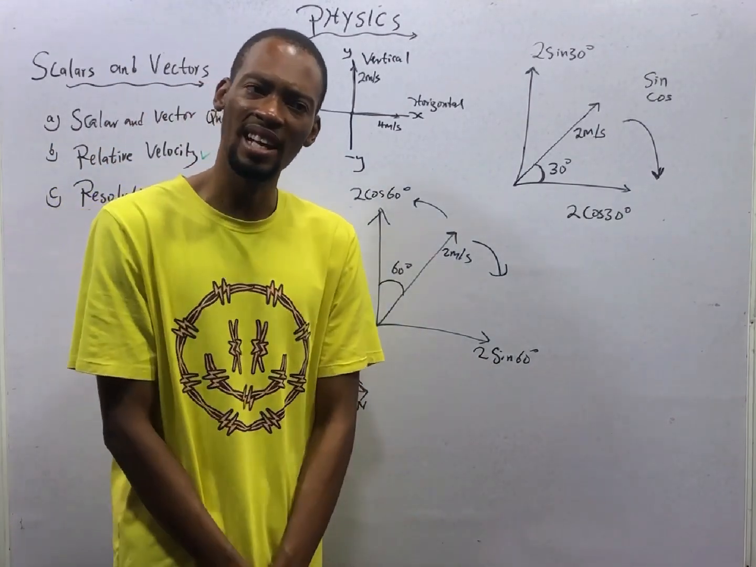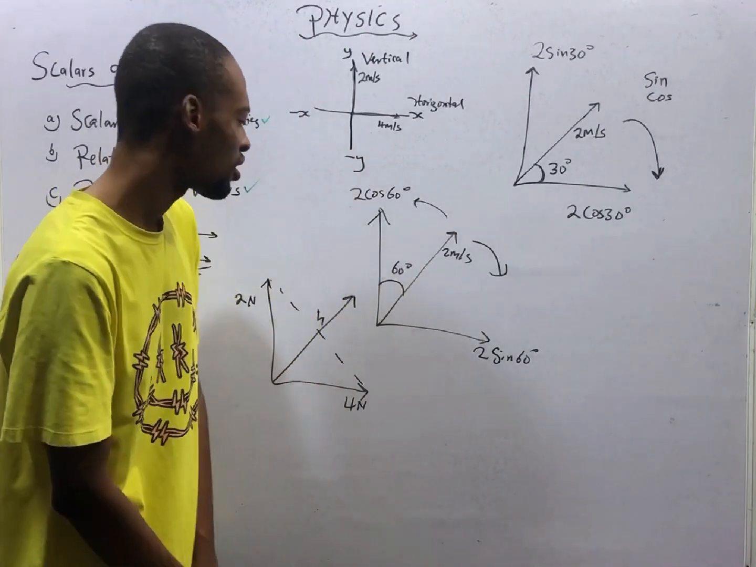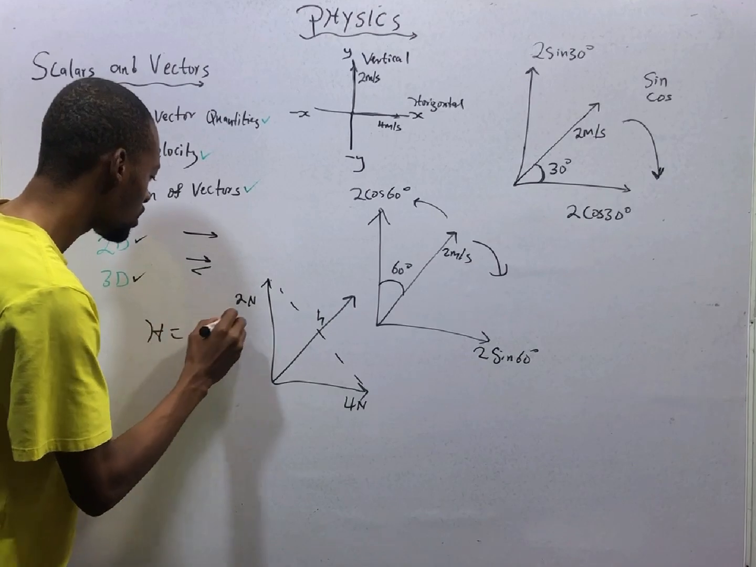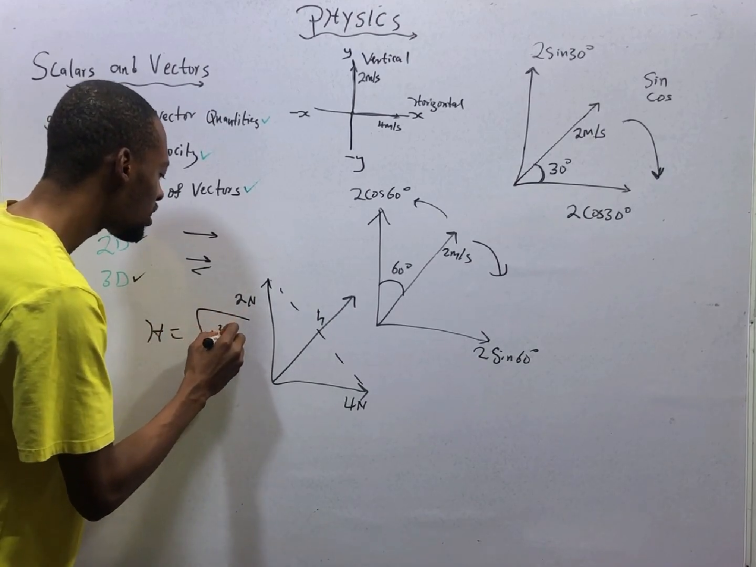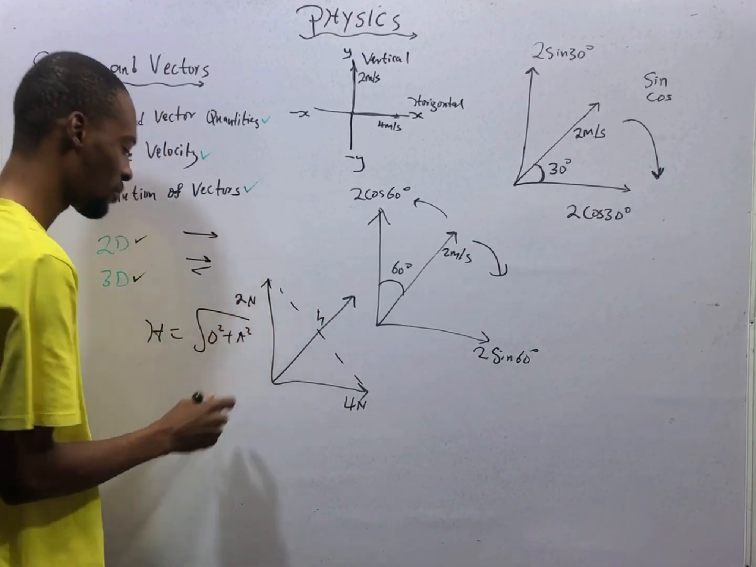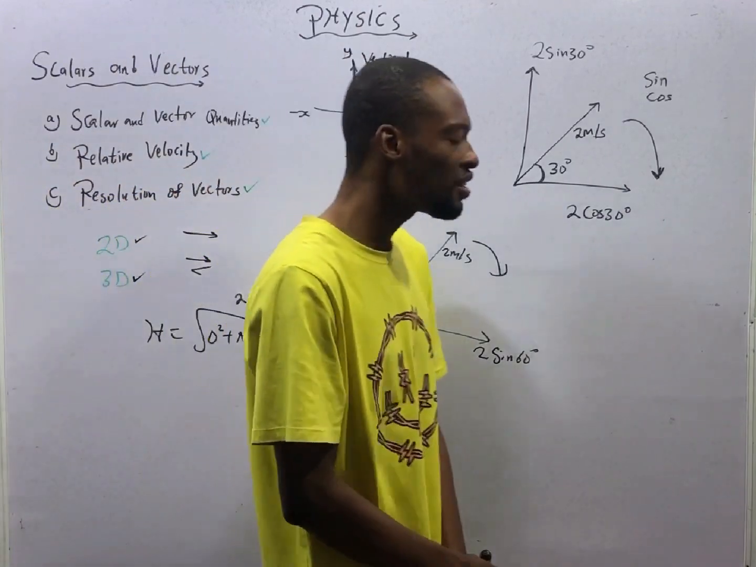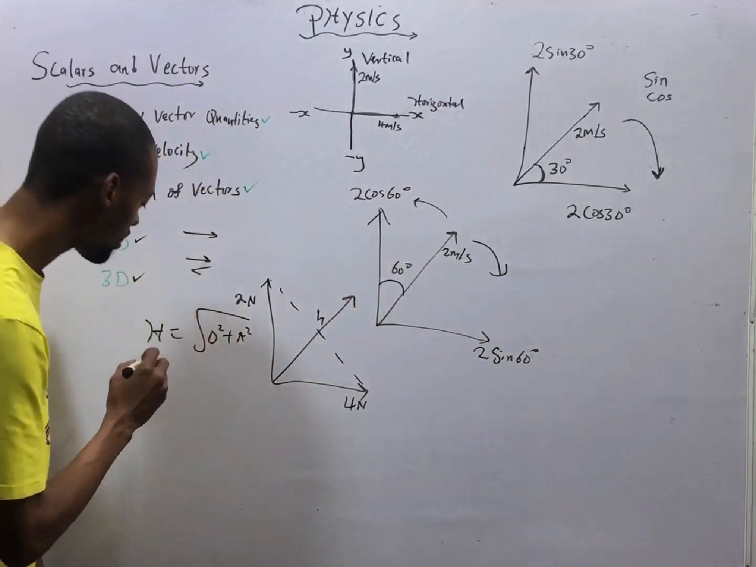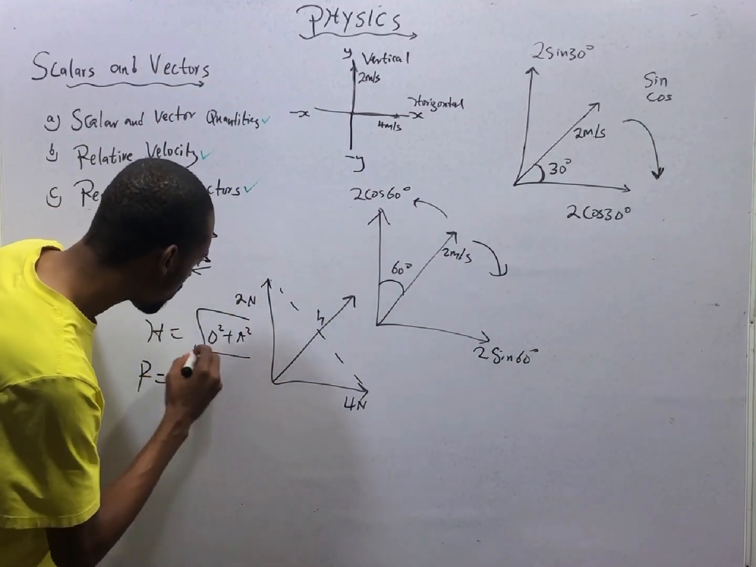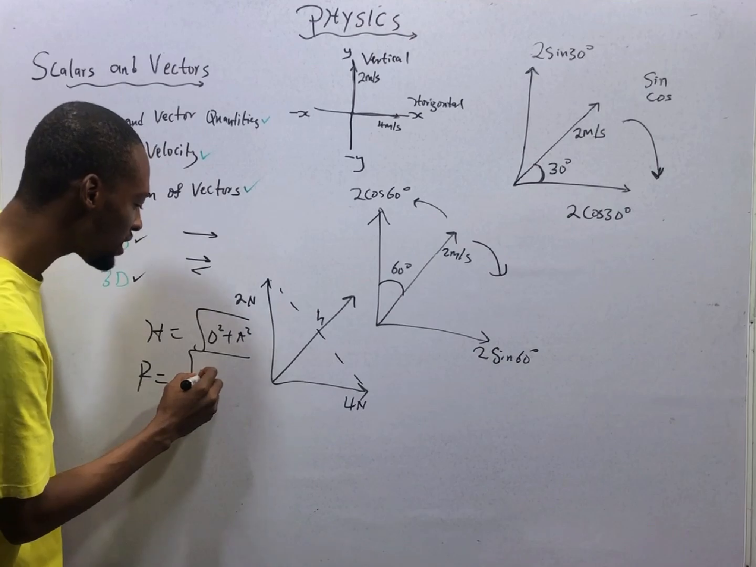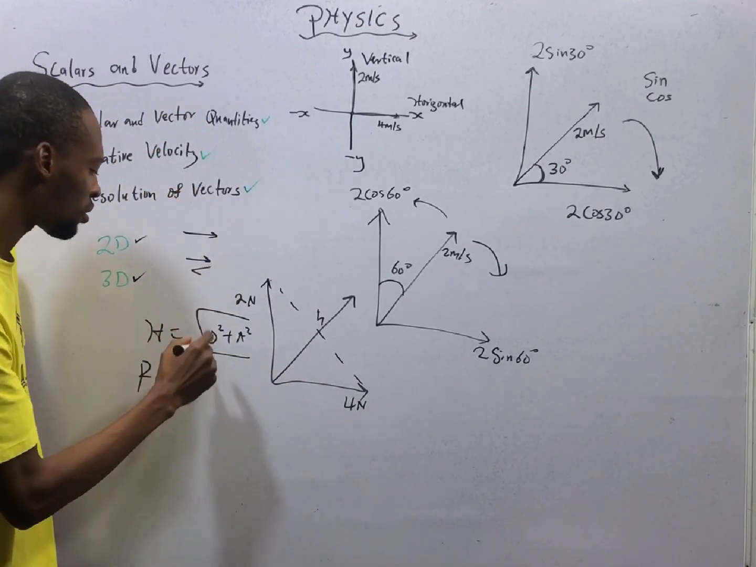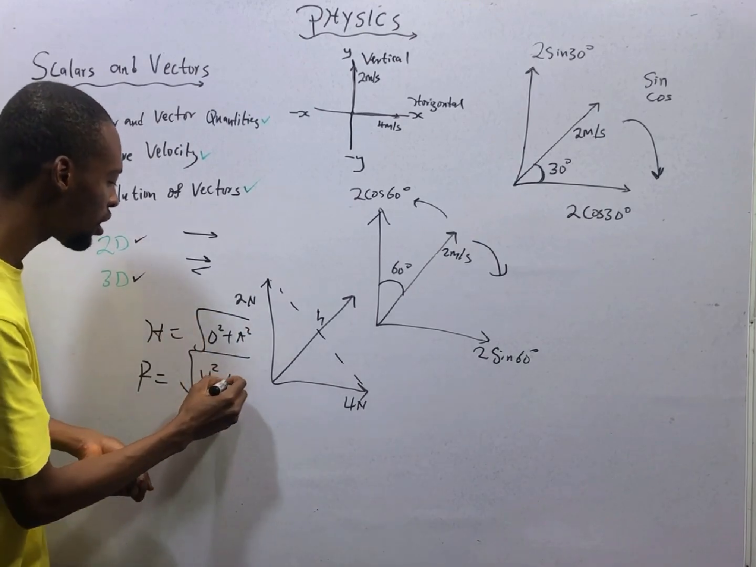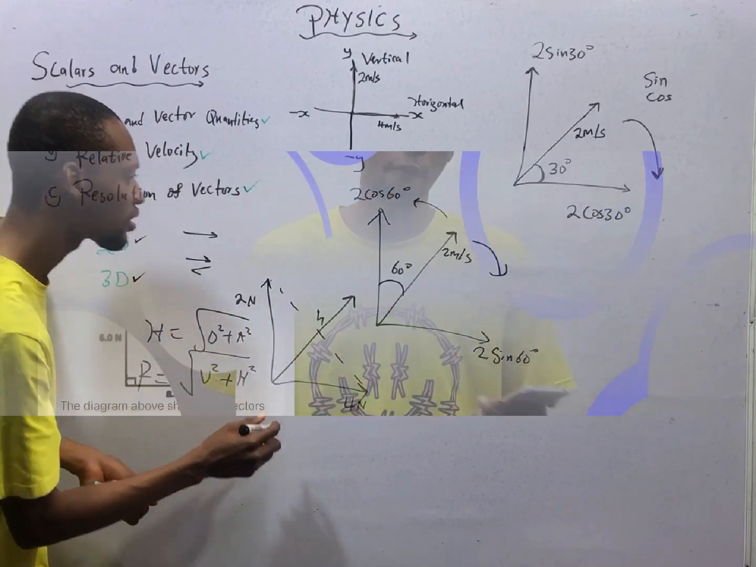From right angle triangles, using triangles of vectors, we know that hypotenuse equals the square root of opposite square plus adjacent square. Similarly, if you are resolving vectors, the resultant of vectors is equal to the square root of the vertical vector squared, after you resolve to the vertical, your result squared, plus the horizontal squared.